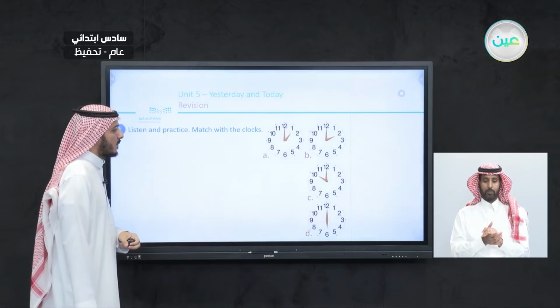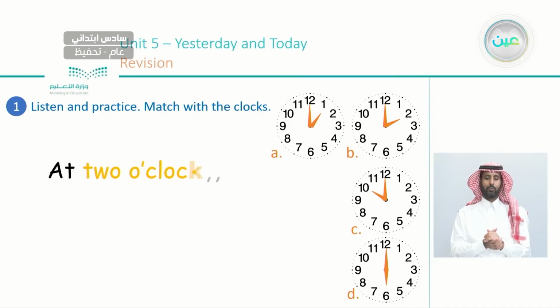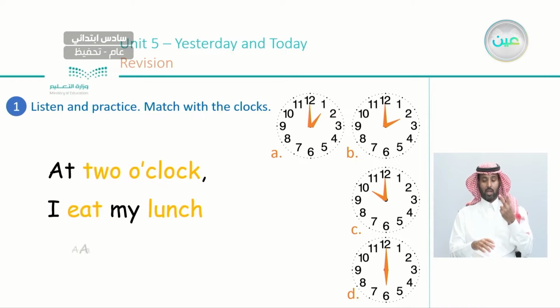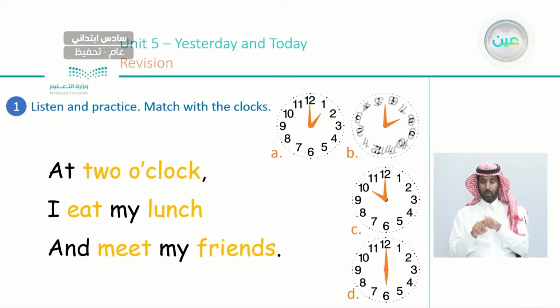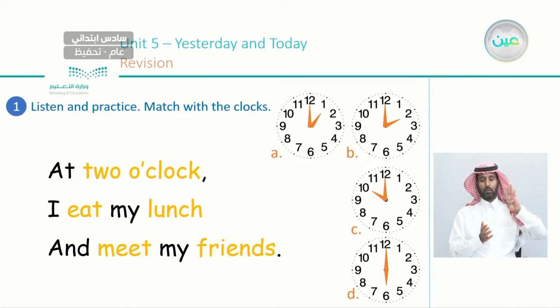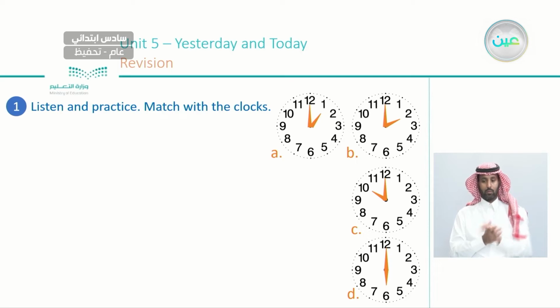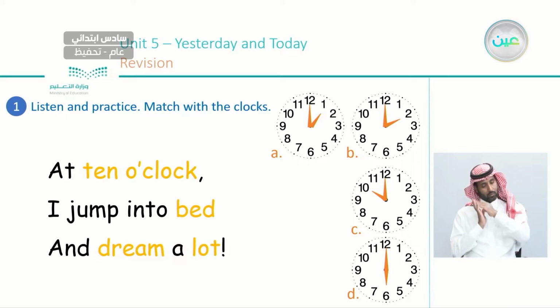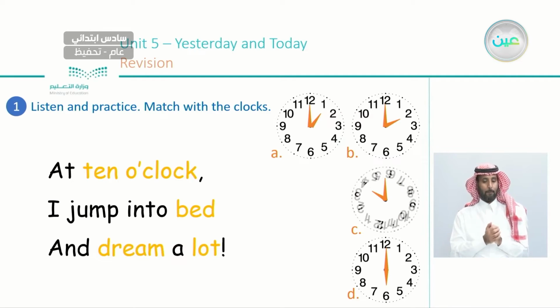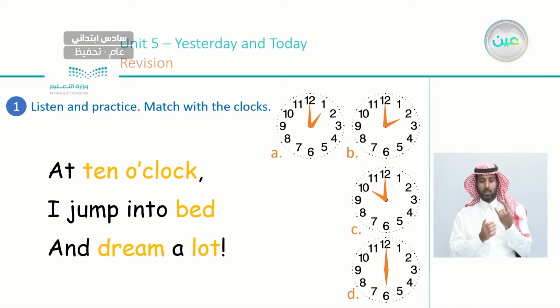Excellent. Okay, after that, at 2 o'clock, I eat my lunch and meet my friends. Okay, can you tell me, is it B or C? Yes, 2 o'clock. Excellent. It's B. So this is 2 o'clock. Excellent. Okay, after that, at 10 o'clock, I jump into bed and dream a lot. And this is for C. So this is 10 o'clock.